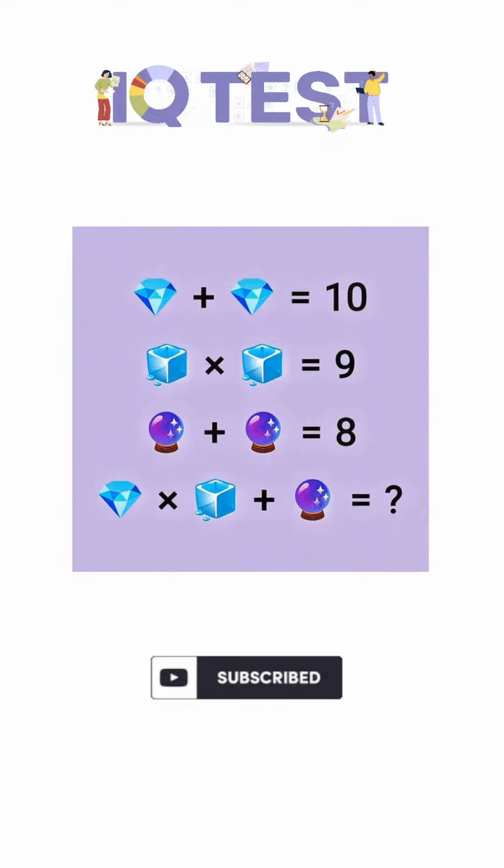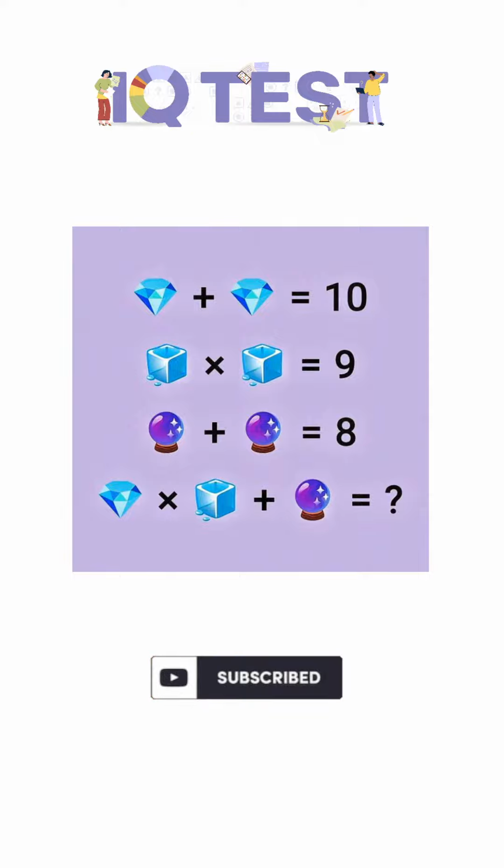So what do we have for this one? What do we have for the diamond? What do we have for the ice cube? And what do we have for the purple crystal? Yes, the total answer is 19. Mark, you are right.